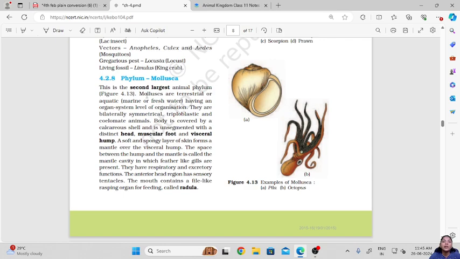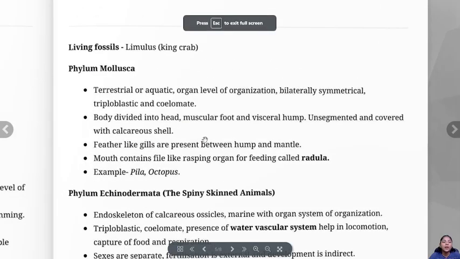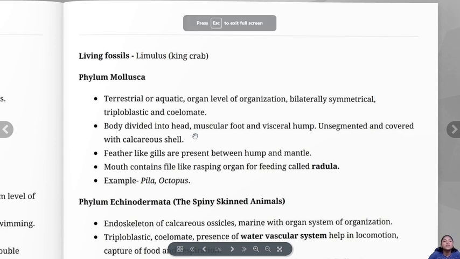Then the next phylum is the phylum Mollusca. So in phylum Mollusca, the organisms could be terrestrial or aquatic. They also have organ level of organization and bilateral symmetry. They are also triploblastic and coelomates. So now from here onwards all the organisms are coelomates, as we have seen in the flow chart.